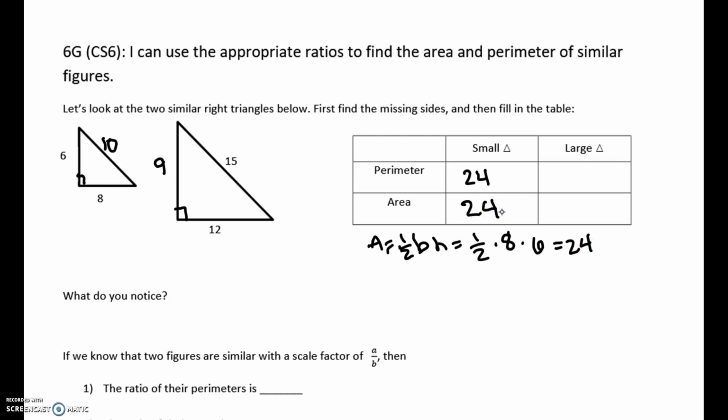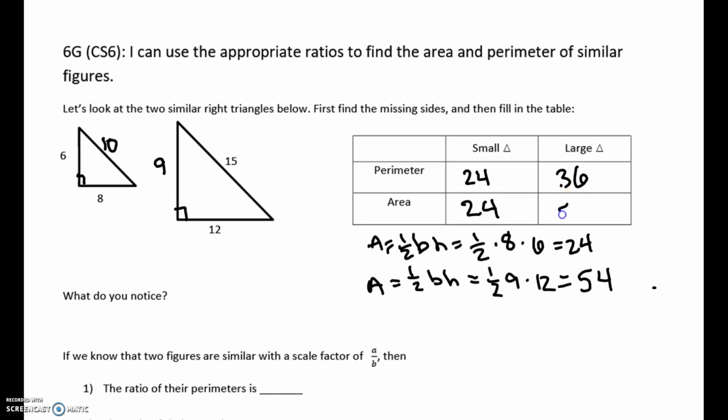While my perimeter of my larger triangle ends up being 36, and my area ends up being 1/2 base times height, or 1/2 times 9 times 12, which gets me 54. Okay, 54.